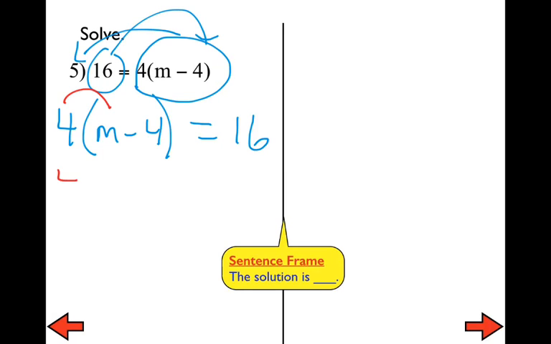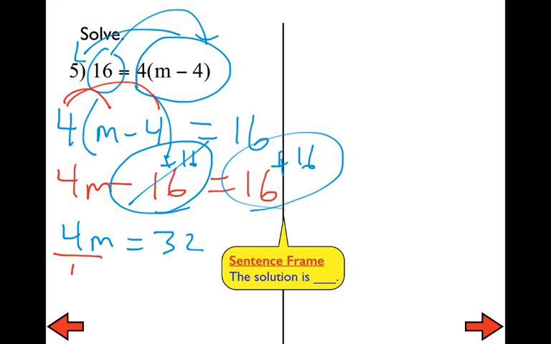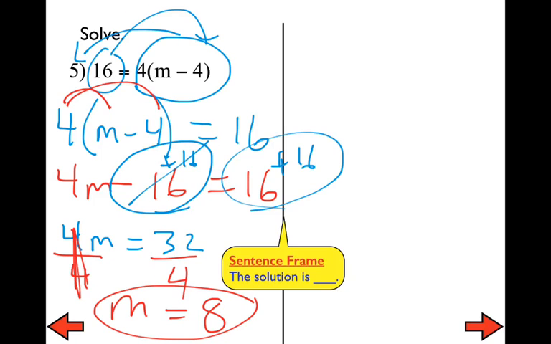Now we have 4 times m is 4m, and 4 times 4 is 16. It is a subtraction problem, and that is equal to 16. From there, we would do the inverse operation to subtracting 16, which is adding 16. Or remember, the check to that is making sure that these are opposites or that they make 0. They do, and we have 4m equals 16 plus 16 is 32. And then the inverse operation to multiplying is to divide, so let's divide both sides by 4. We've made our 1. That is the multiplicative inverse property. 4 goes into 32 evenly, so the solution is m equals 8.